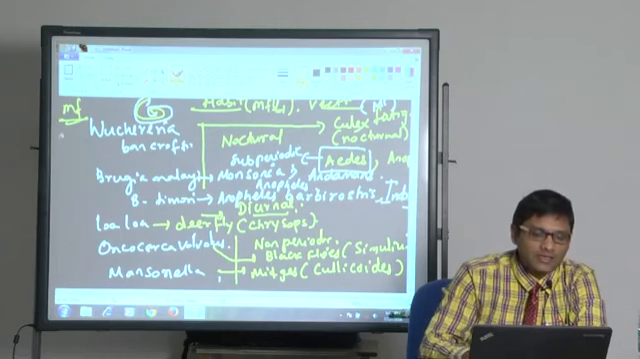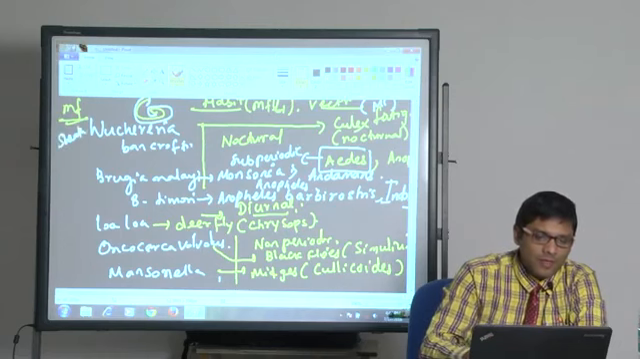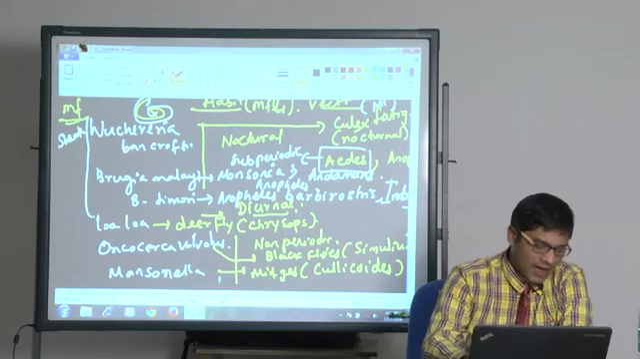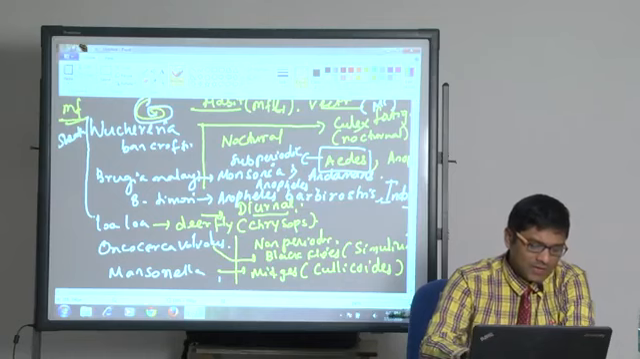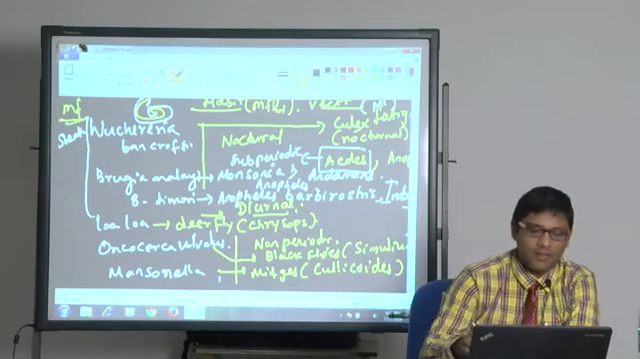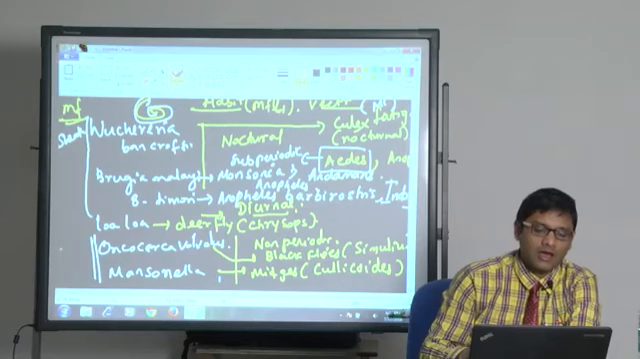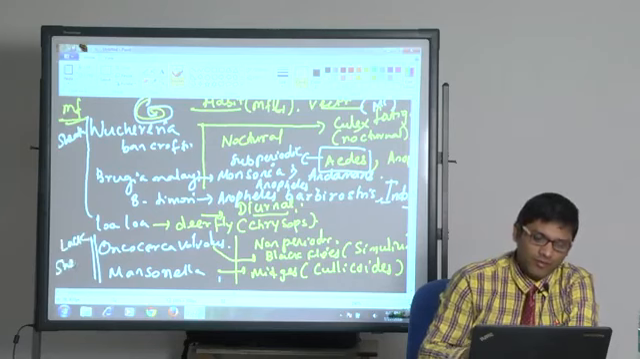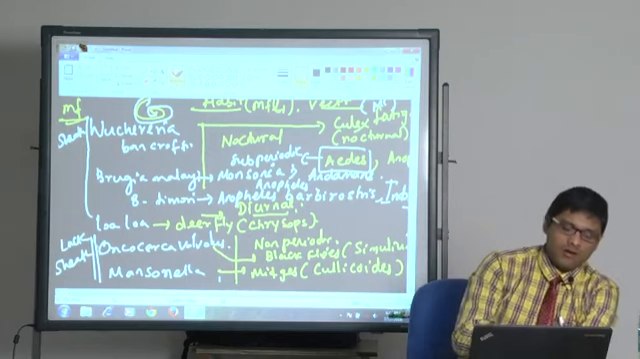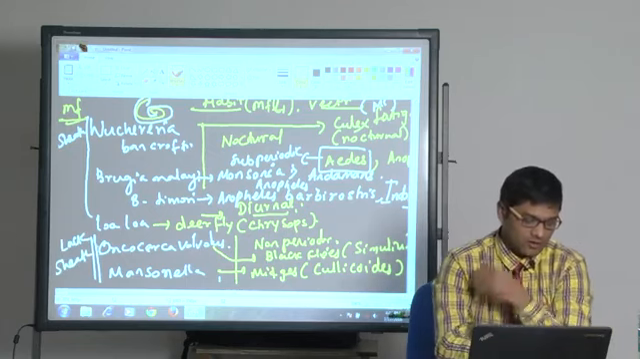So peripheral sheath will be present in Wuchereria, Brugia and Loa loa. Wuchereria, Brugia and Loa loa, the microfilaria is sheathed microfilaria, whereas Onchocerca and Mansonella do not have a sheath. Okay, so this is how they differ.